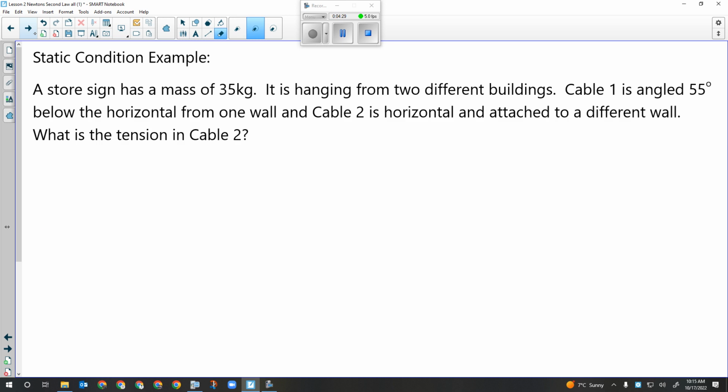This next one is an example of what we call a static condition question. I want you to write it down, and then we're going to walk through it together.